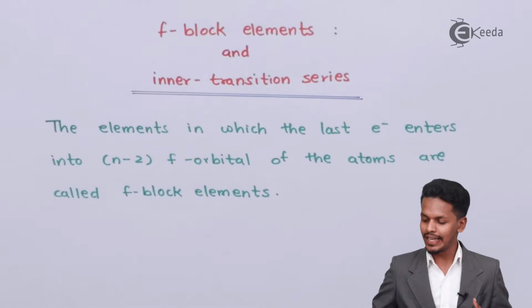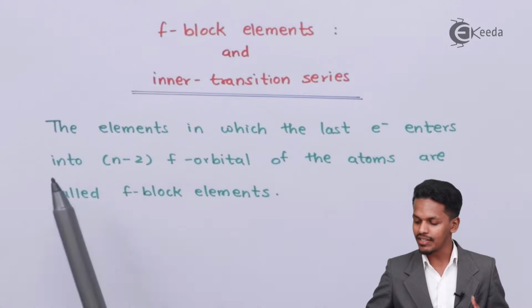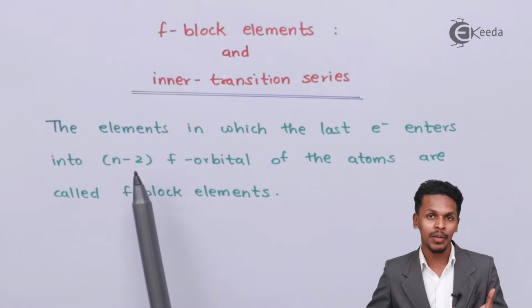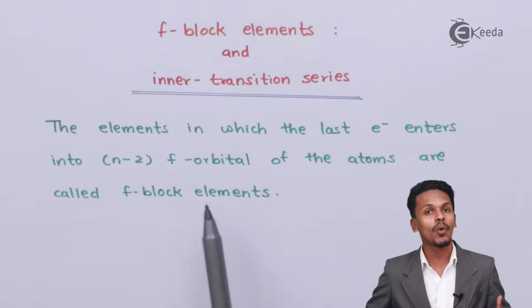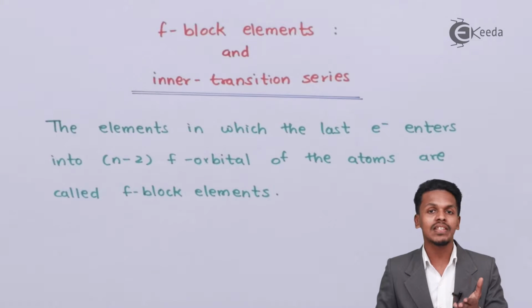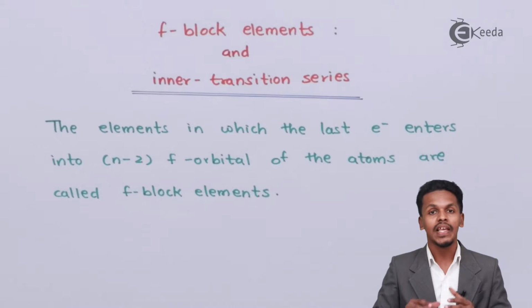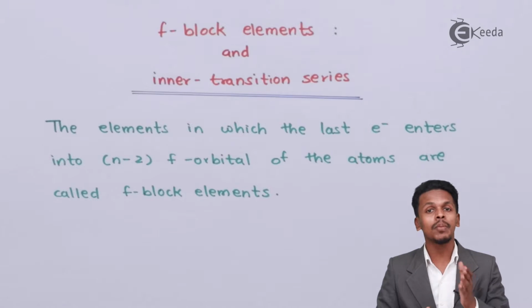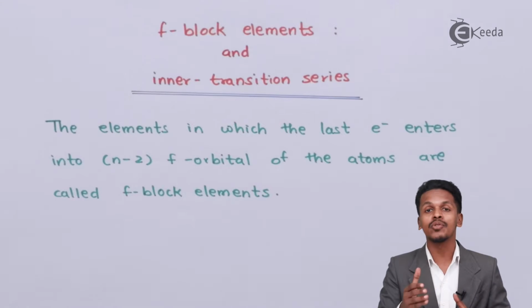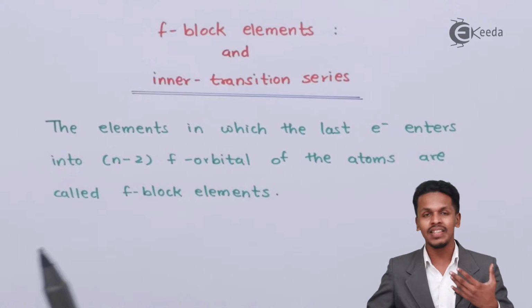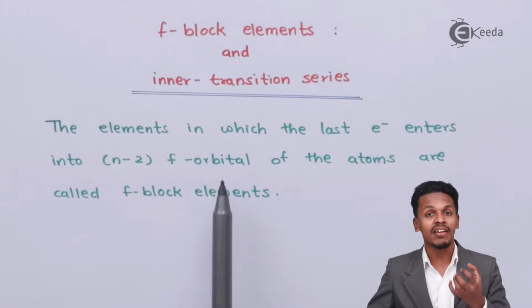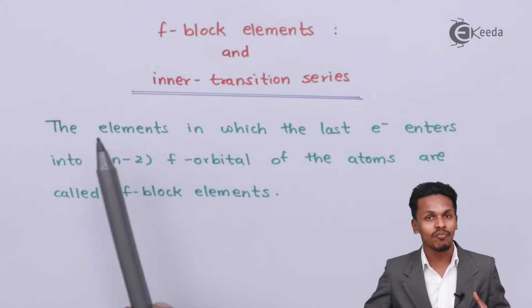Based on that, we have a definition: the elements in which the last electron enters the n-2 f orbital, which is known as the pre-penultimate shell of the atom, are called F block elements. In the previous topic we discussed D block elements, and in that case the last electron enters the penultimate shell. The penultimate shell is nothing but the n-1 shell, but here we are talking about n-2. This n-2 is known as the pre-penultimate shell, and in this case the electron enters the f orbital, and that's the reason all those elements in which the last electron enters the f orbital are known as F block elements.